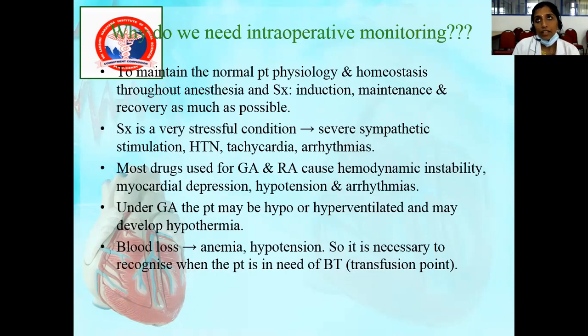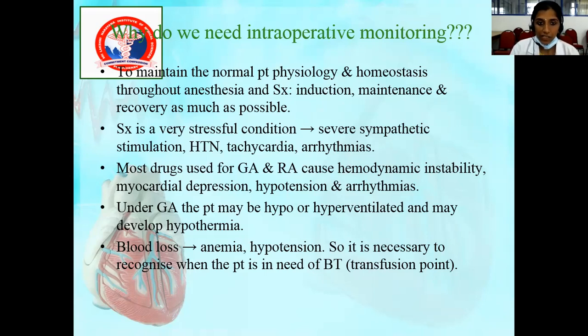So the question arises, why do we need intraoperative monitoring? See, when we are giving anesthesia to a patient, there are a lot of physiological changes going on. The homeostasis of the patient is disturbed, especially during induction and recovery. And apart from that, we all know that undergoing a surgery is a very stressful condition. It leads to sympathetic stimulation in the body, catecholamine surge, which can predispose to hypertension, tachycardias, and arrhythmias.